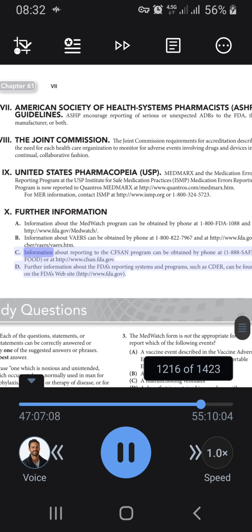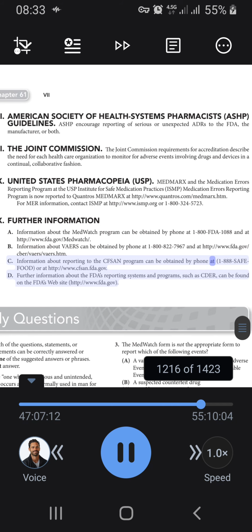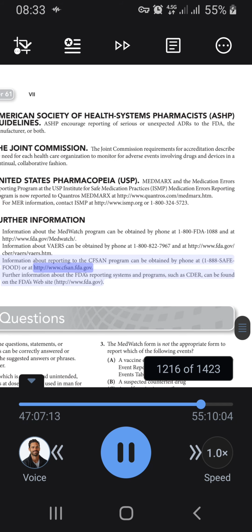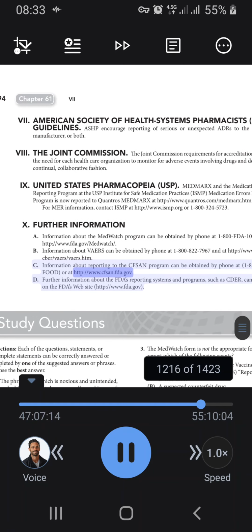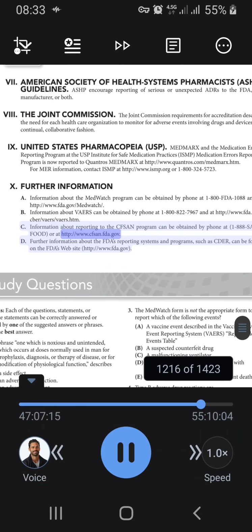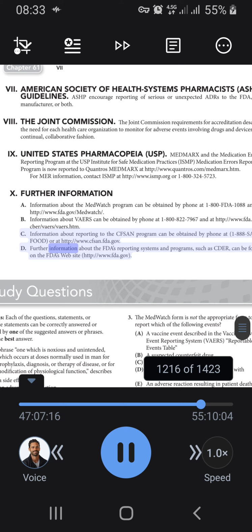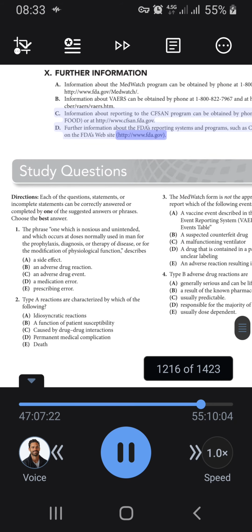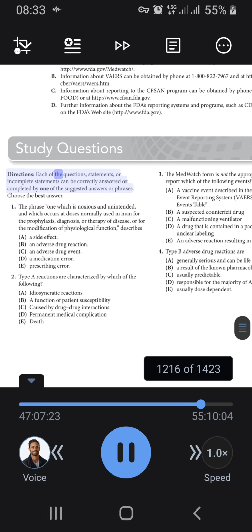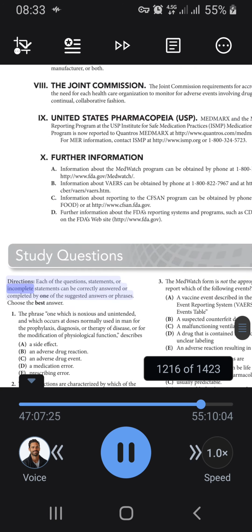http://www.fda.gov/cber/vaers/vaers.htm. C. Information about reporting to the CFSAN program can be obtained by phone at 1-888-SAFE-FOOD or at www.cfsan.fda.gov. D. Further information about the FDA's reporting systems and programs, such as CEDAR, can be found on the FDA's website, www.fda.gov.